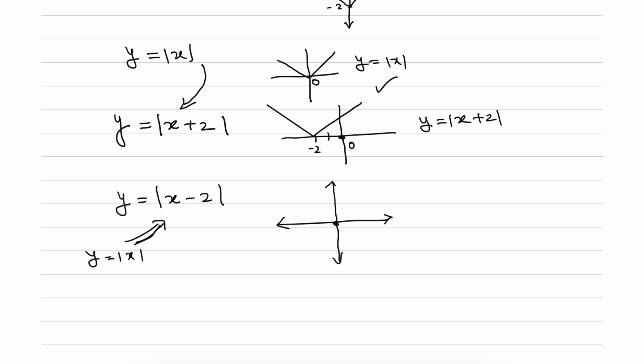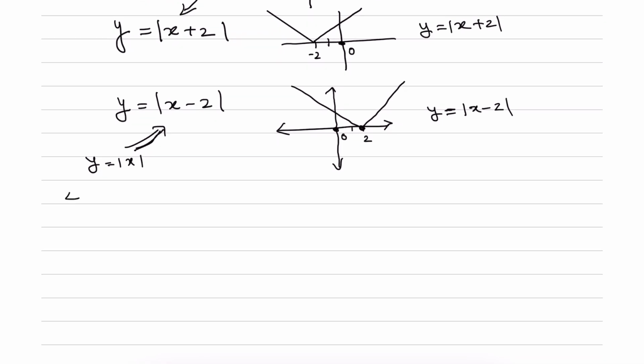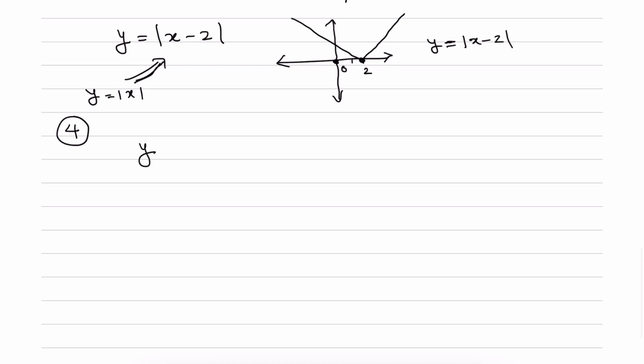shift this graph, which graph? This one, y equal to absolute x, from origin to 2 units right. 1, 2. So 2 units right, this graph, reshape, but on 2 units right. So that's the shape of the graph for y equal to absolute x minus 2. Okay, let's consider one more example. Let's say you have to sketch this graph.